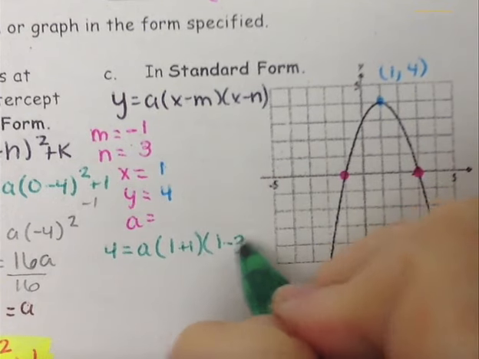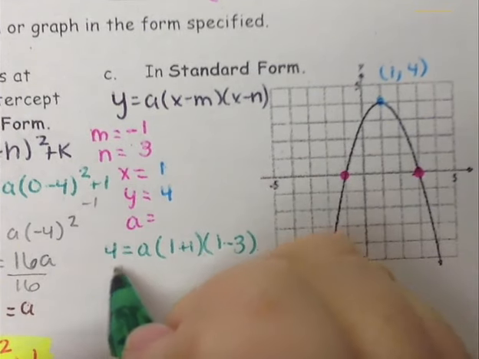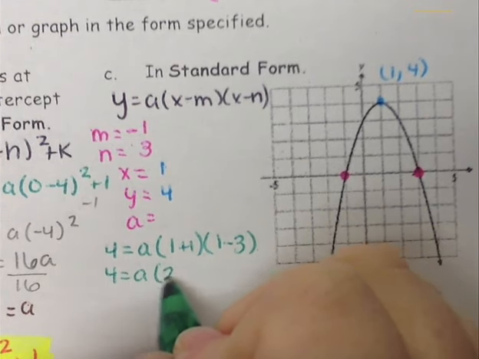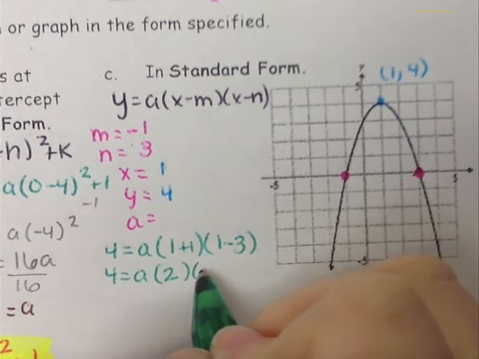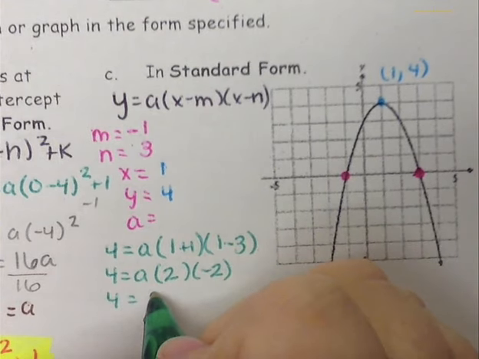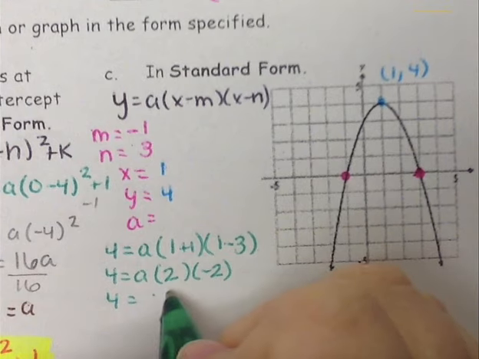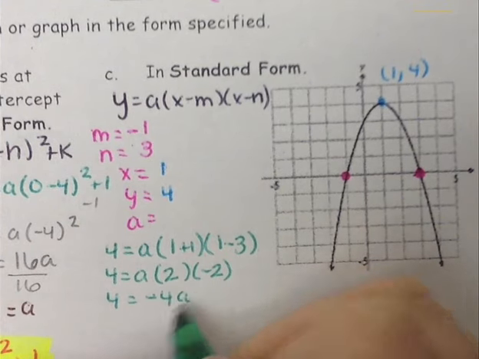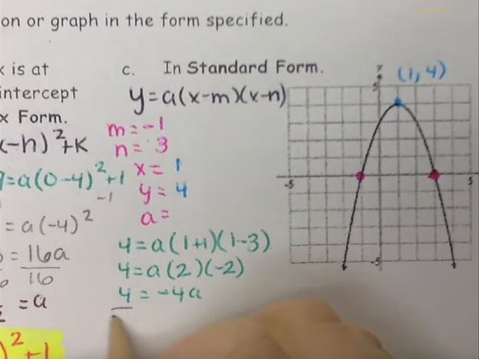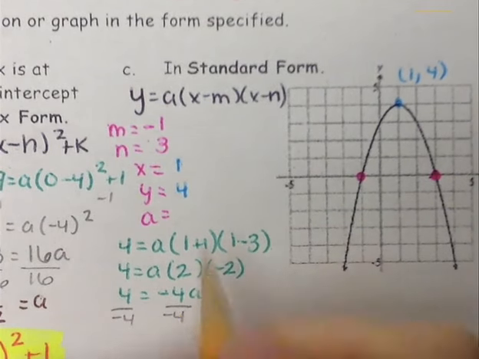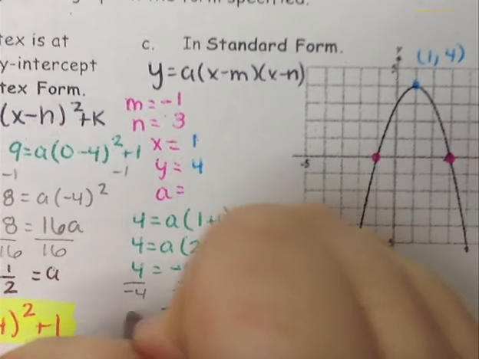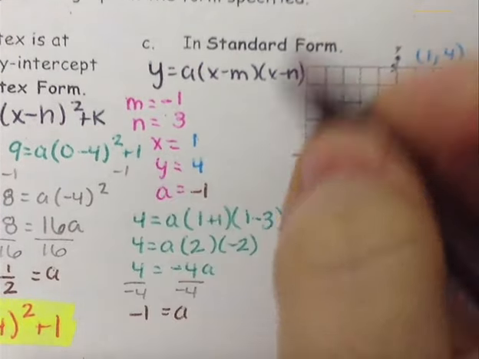So we're going to fix this. We're going to have 4 equals a times 1 plus 1 is 2. 1 minus 3 is negative 2. So we'll have 4 equals 2 times negative 2 is negative 4, so we'll have negative 4a. We'll divide by that negative 4. 4 divided by negative 4 is negative 1, so a is equal to negative 1.